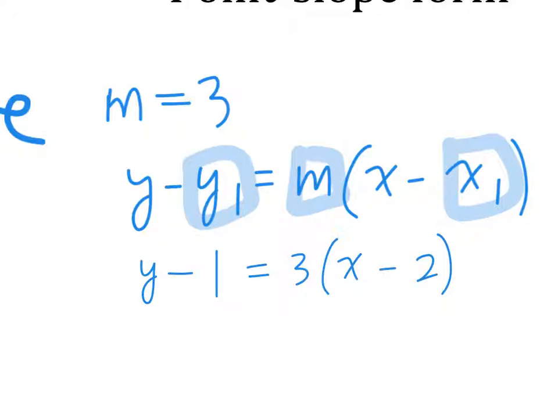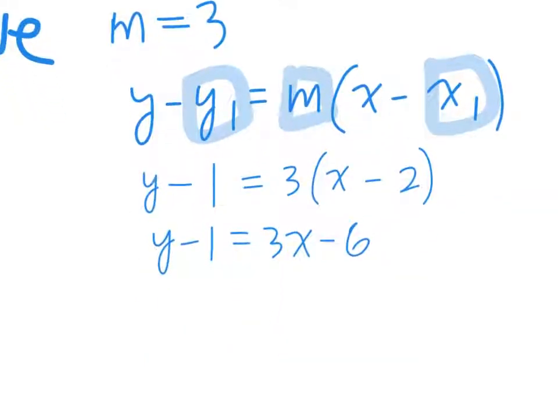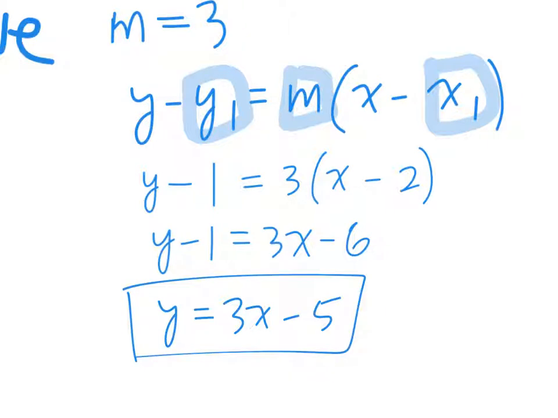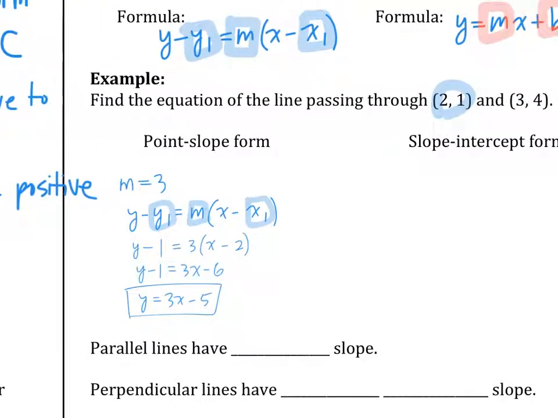So distribute and simplify so you can solve it and get it into slope-intercept form. So 3x minus 5. Okay, so this is how you get to the y equals mx plus b from point-slope form. Now let's try another way.